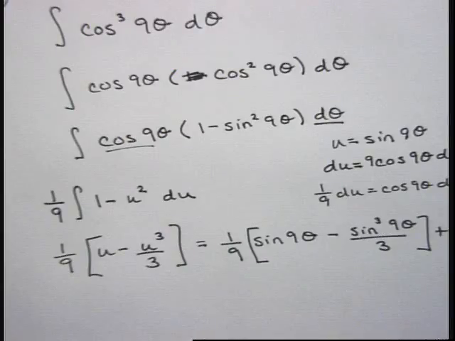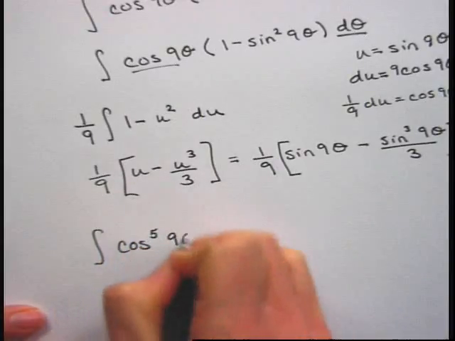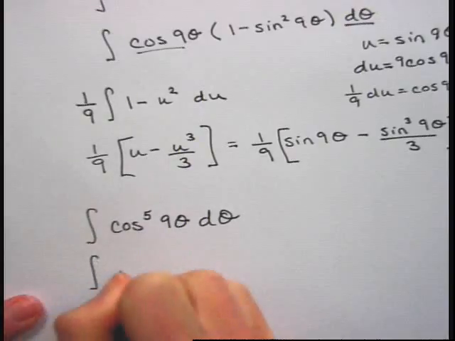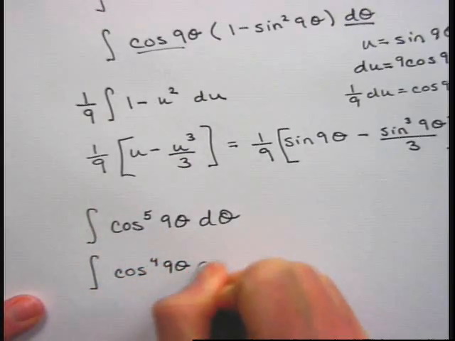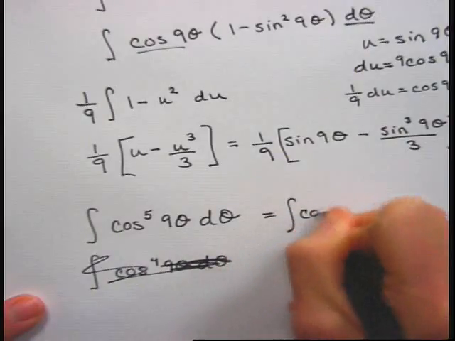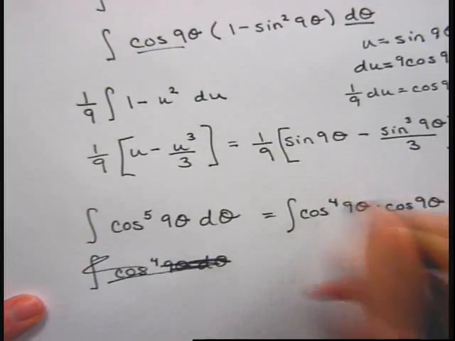Okay, now we want to integrate cosine to the 5th 9 theta d theta. And it turns out that it's a similar sort of strategy that you want to use on this one. You want to think of it as the integral of cosine to the 4th 9 theta times cosine 9 theta d theta. So it's a similar strategy, okay?